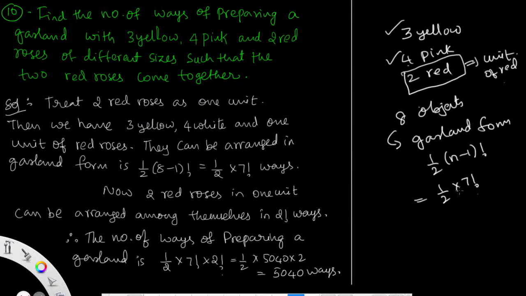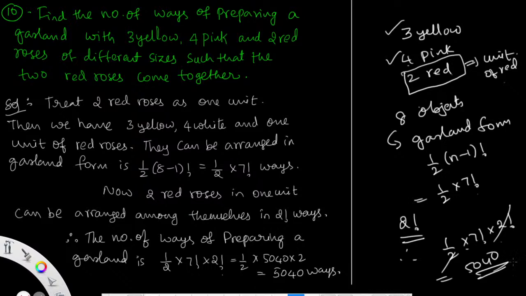Now the 2 red roses, always taken as 1 unit, can be arranged internally in 2 factorial ways. Therefore, total arrangements are half into 7 factorial into 2 factorial ways. The 2 gets cancelled, and 7 factorial is 5040. That is the way of come together.